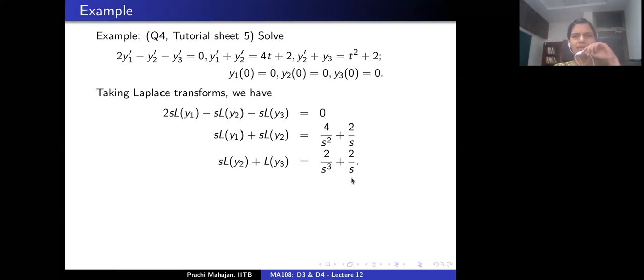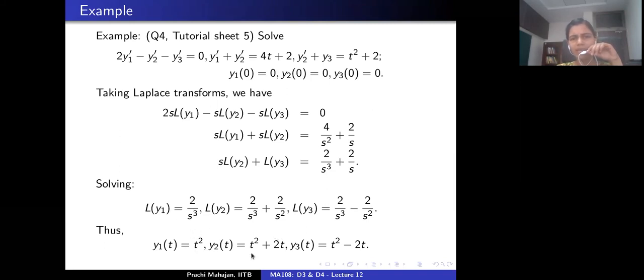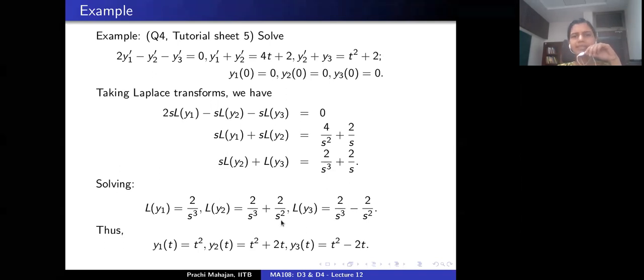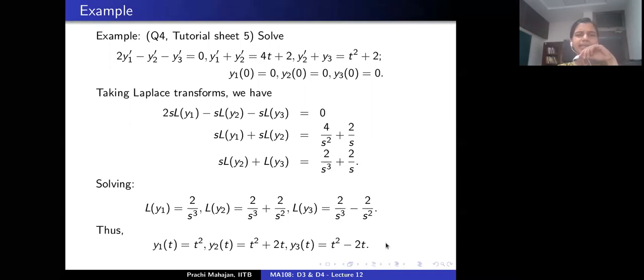Now we need to solve. We will make some manipulation and solve for the Laplace transforms of y1, y2 and y3. Then you need to find the inverse Laplace transform, which means that y1 should be t square, y2 should be t square plus 2t, and y3 should be t square minus 2t. Is that okay?